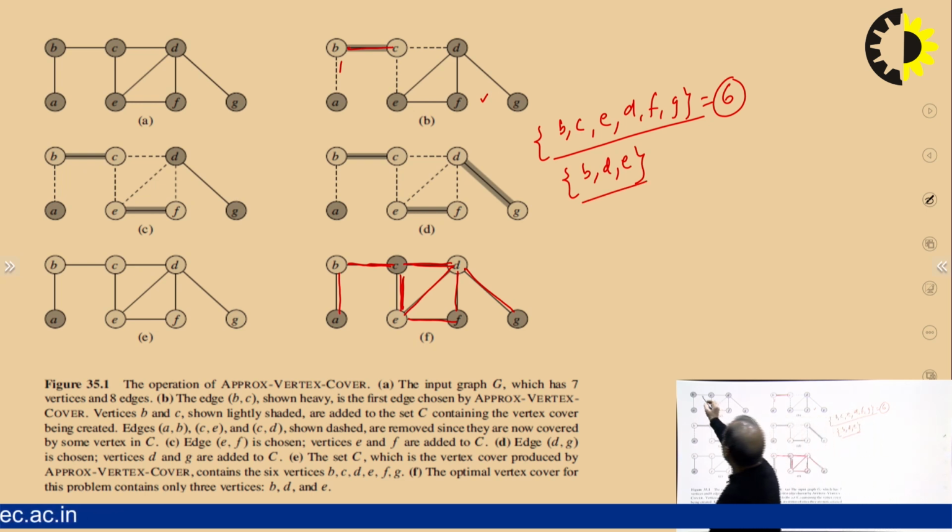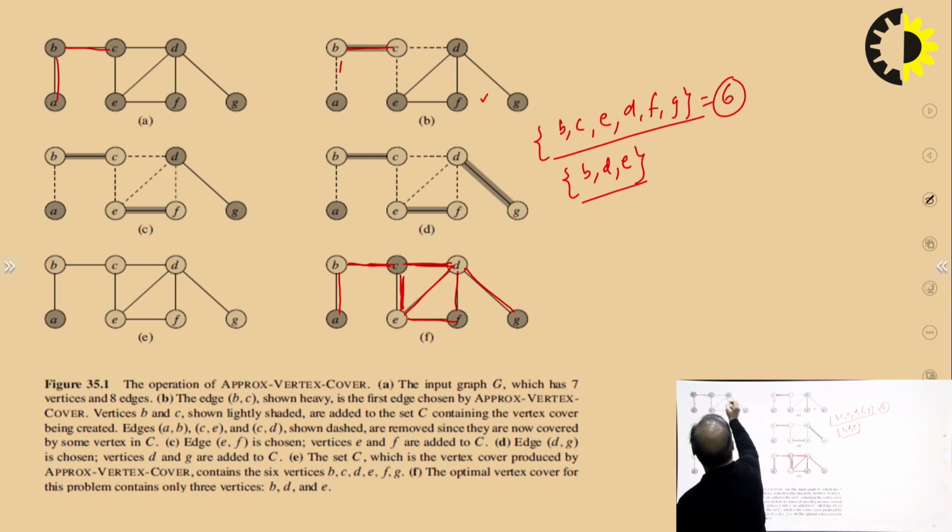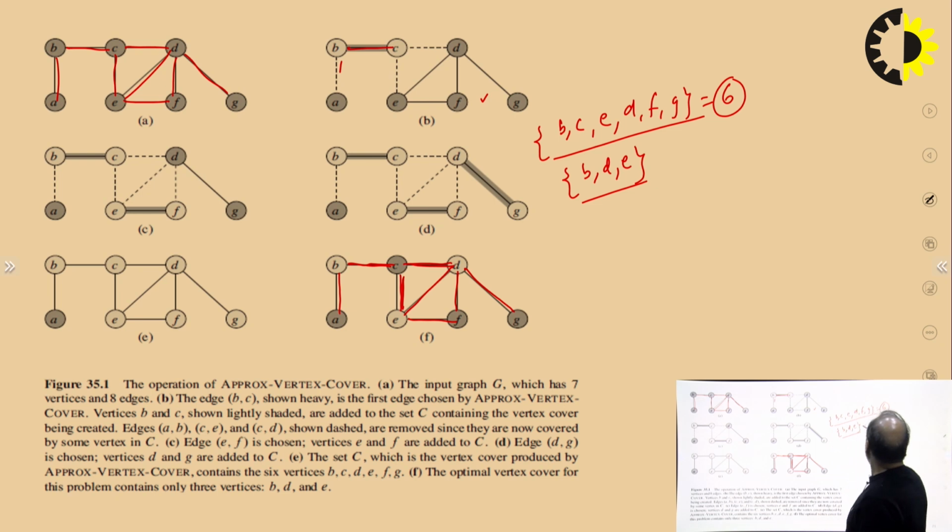How? B is covering this, this is covering this, D is covering this, D is covering this, and then E is covering this, E is covering this. So this optimal solution is giving 3 vertices and your approximation solution is giving 6 vertices. This is at most 2 times. So that is why it is known as a 2 approximation algorithm. How? 6 by 3 is going to give you 2.